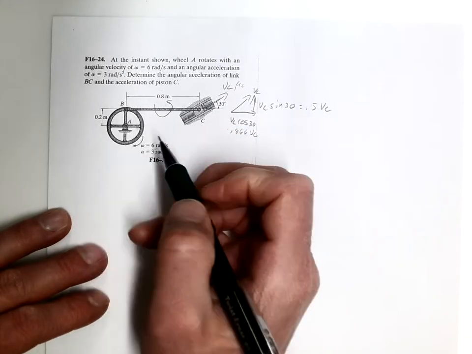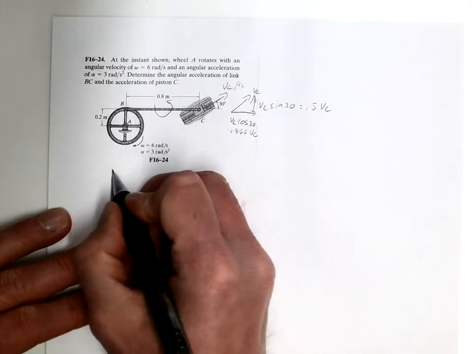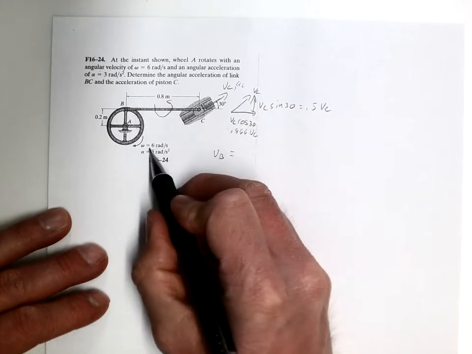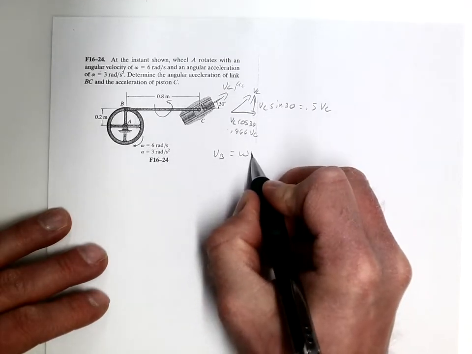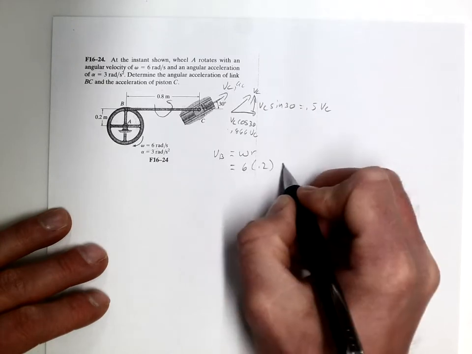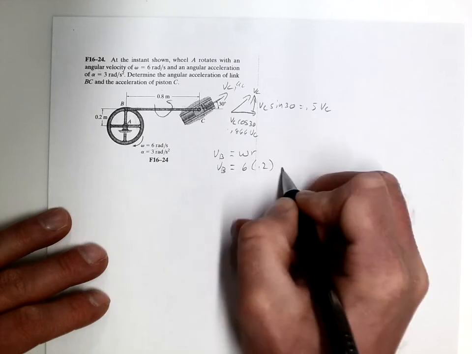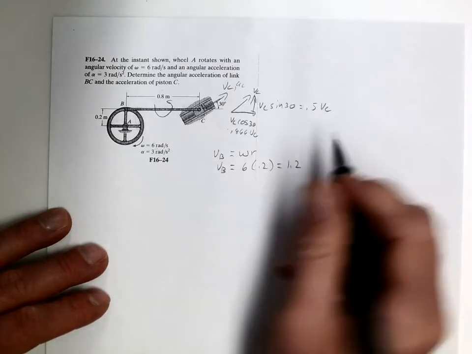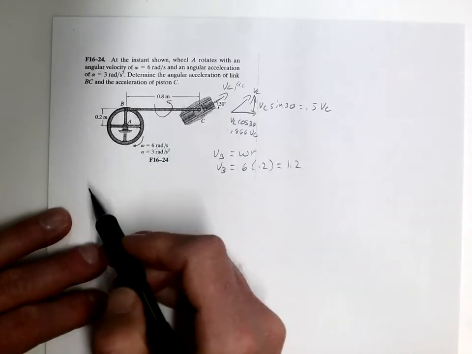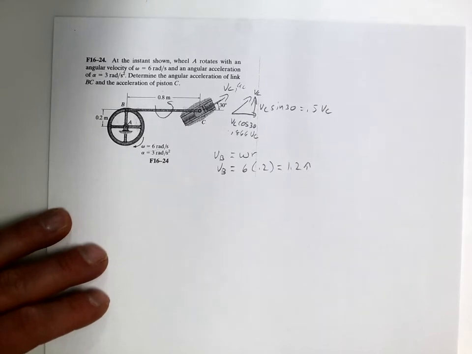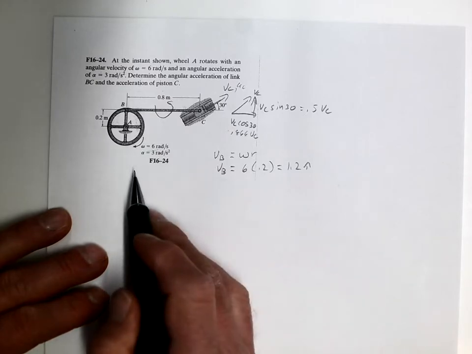At B here, we're going to have VB, and VB is going to be omega R. So 6 times 0.2, and VB is equal to 1.2. And that 1.2 is going to be in the positive I direction. Okay. So we want to find the acceleration.